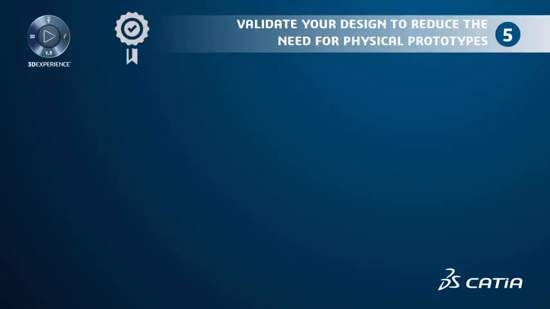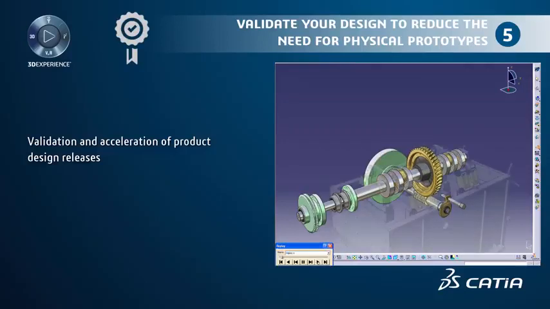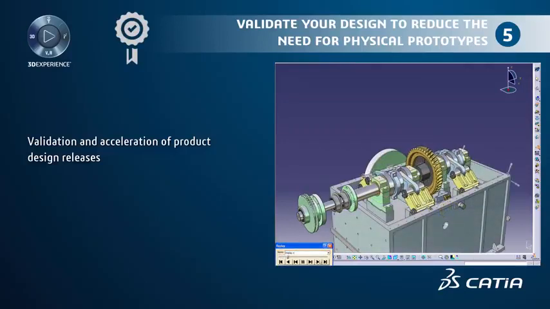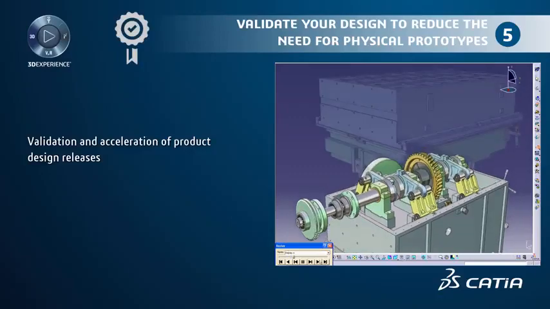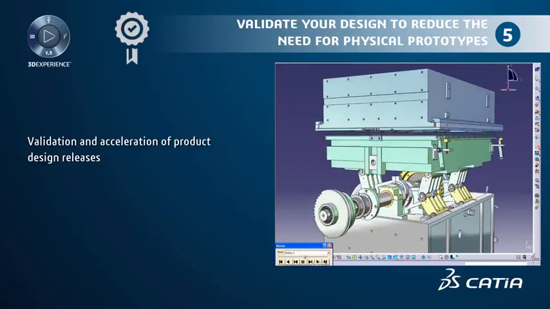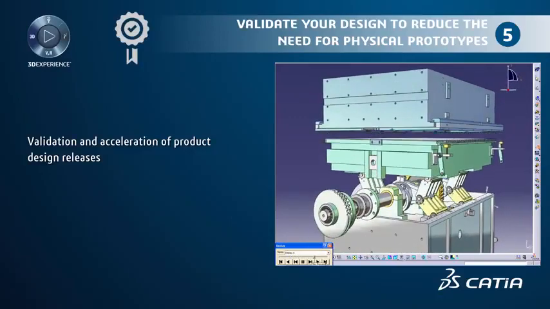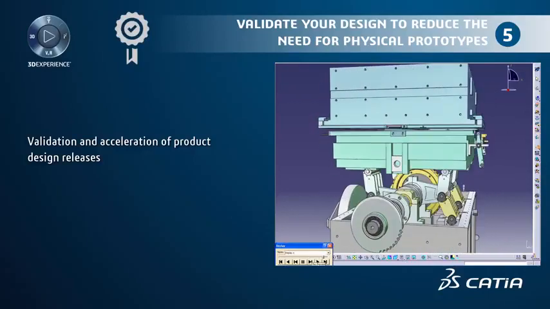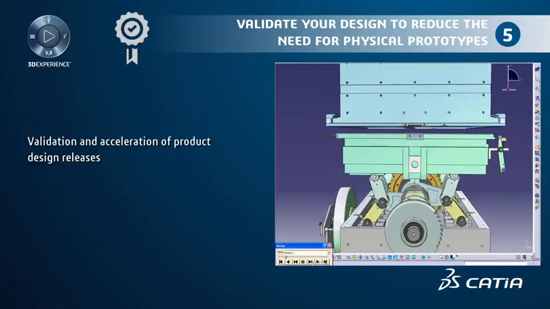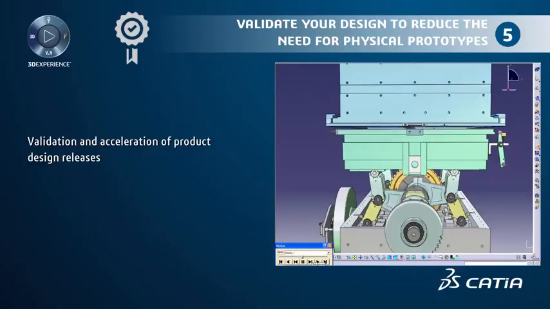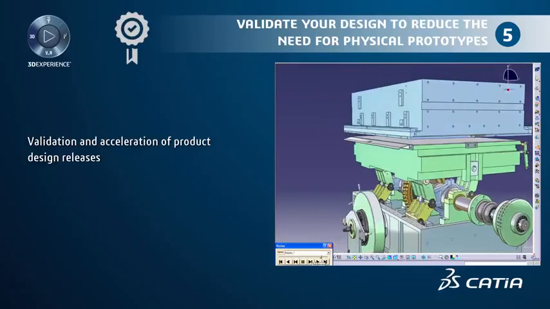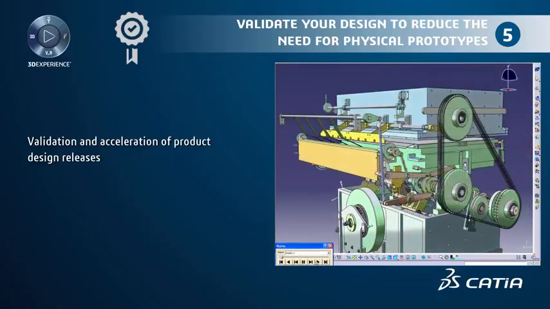How to validate and accelerate product design releases? Today, engineers need more advanced desktop tools to quickly validate and release designs into production. If you take large and complex assembly structures and simulate them in context, you can set ideas in motion in a few clicks. CATIA Kinematics provides a comprehensive set of tools to simulate complex behavior in one unified environment.